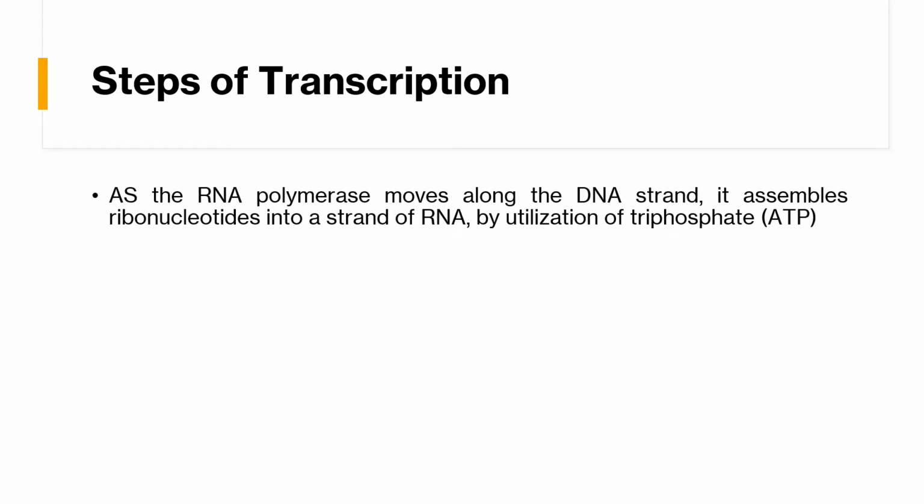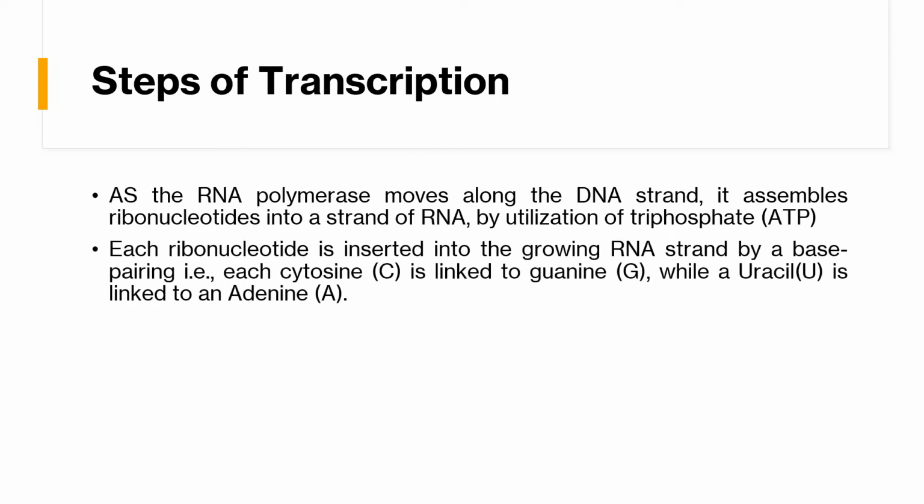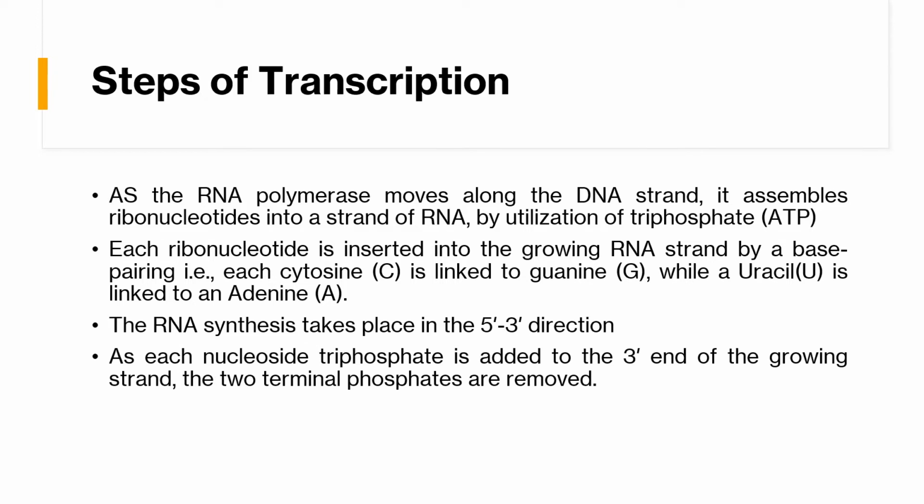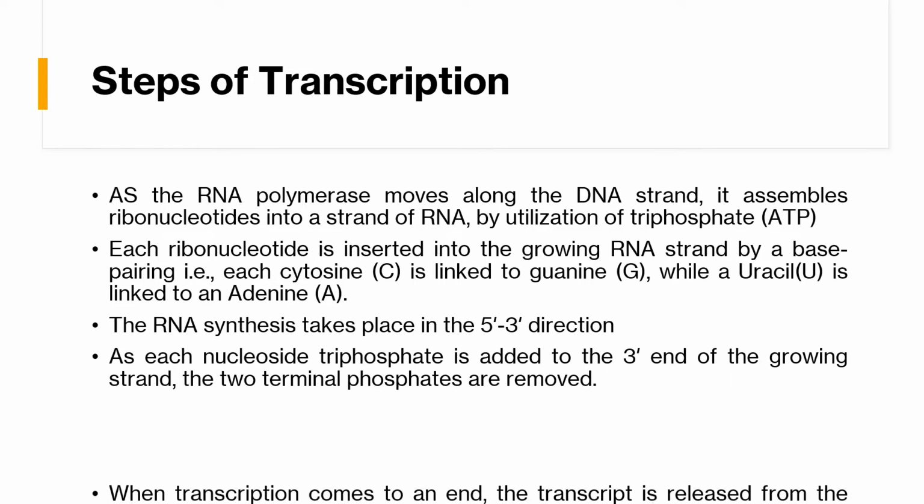As the RNA polymerase moves along the DNA strand, it assembles ribonucleotides into a strand of RNA by utilizing nucleoside triphosphates such as ATP. Each ribonucleotide is inserted into the growing RNA strand by base pairing. For example, each cytosine is linked to guanine, while a uracil is linked to an adenine. The RNA synthesis takes place in the 5' to 3' direction. As each nucleoside triphosphate is added to the 3' end of the growing strand, the two terminal phosphates are removed.